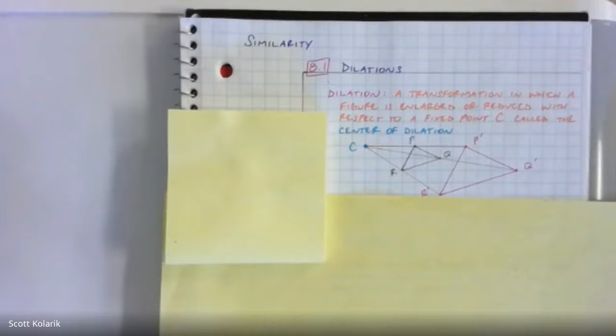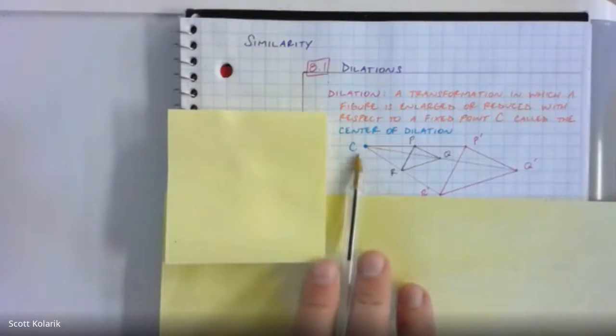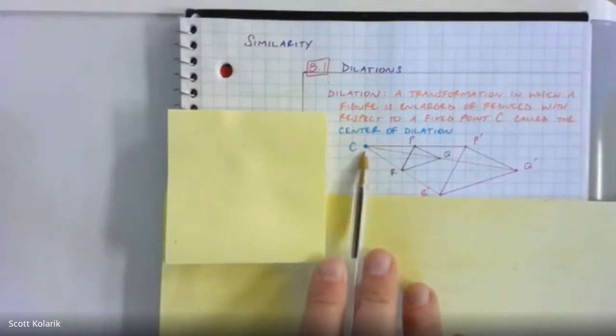But let's talk about the transformation that makes similarity possible, and that is dilation. All right. The formal definition of dilation, and again, I'm not going to test you on what it is or anything like that, but just to kind of hear what it is: it's a transformation, or a change or movement, in which a figure is enlarged or reduced with respect to a fixed point that we call the center of dilation. Okay, so in this case, that center of dilation C is right here.